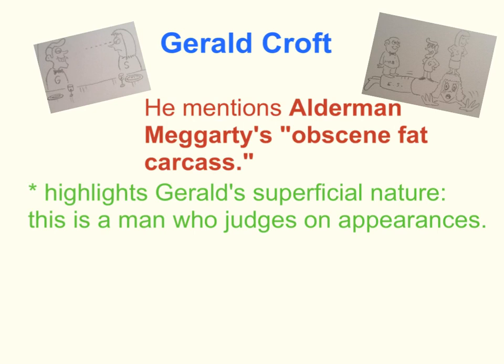This is me now looking at Gerald Croft's dialogue and trying to pull out a multiplicity of meaning, trying to evaluate some of his words. He refers to Alderman Meggerty, the chap who kind of sexually harasses Eva Smith. He refers to Alderman Meggerty as having an obscene fat carcass. And one interpretation of this is it highlights Gerald's superficial nature. This is a man who judges on appearance. He doesn't look for nobler, deeper qualities. It's all about surface to this lad.